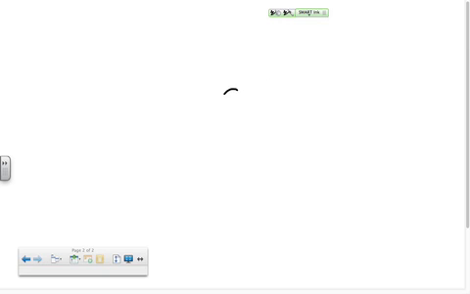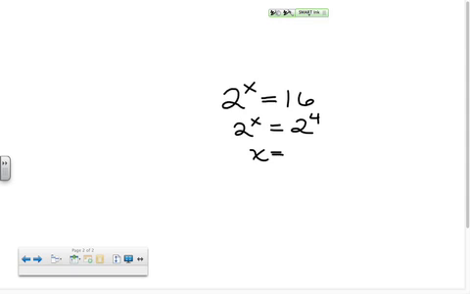So first example is 2 to the x power equals 16. So can we write 16 as a base of 2? All right, so we can write 16 as 2 to the 4th. This becomes 2 to the x equals 2 to the 4th. That means that x equals 4. Simple, right? But of course, it wouldn't be that simple. We need to do some more complicated examples.